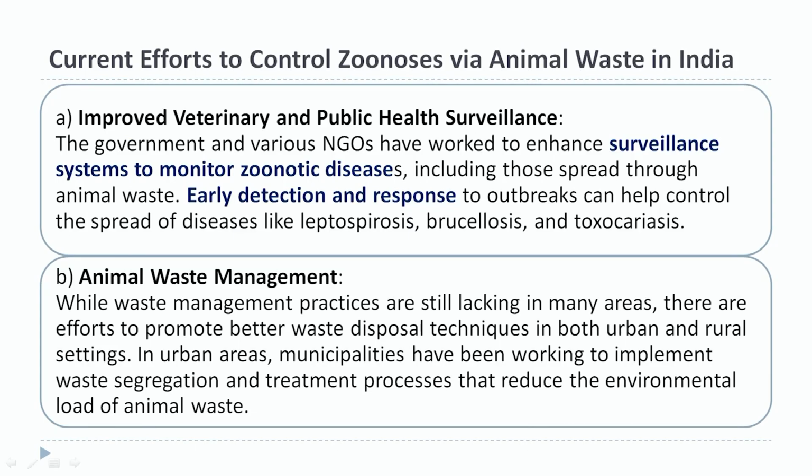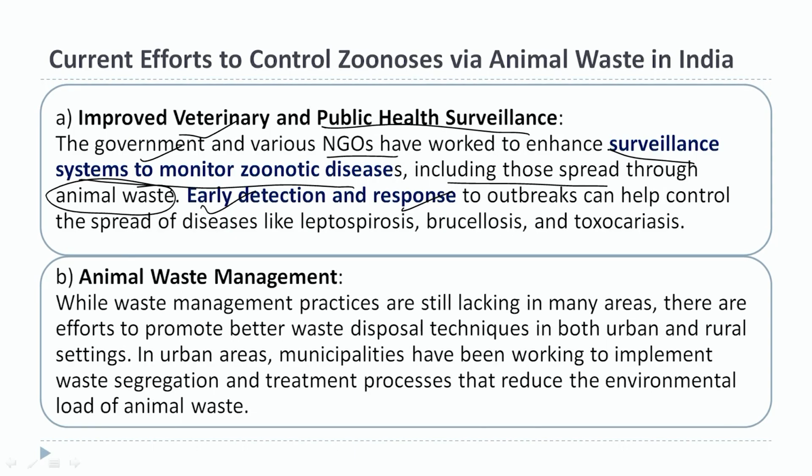The first and most important is we require improved veterinary practices, and we should improve the public health surveillance system. For that, government along with different NGOs are working to enhance the surveillance system for monitoring the different zoonotic diseases, including those diseases that are spread via animal waste. Proper surveillance helps in early detection and response, which will prevent the transmission of zoonotic agents from animal to the human population.